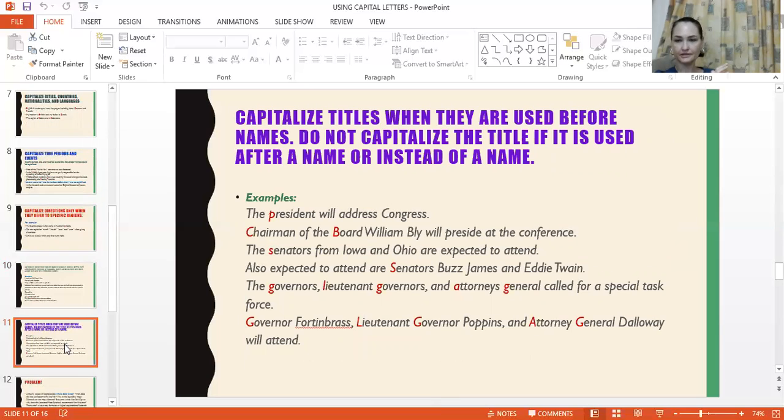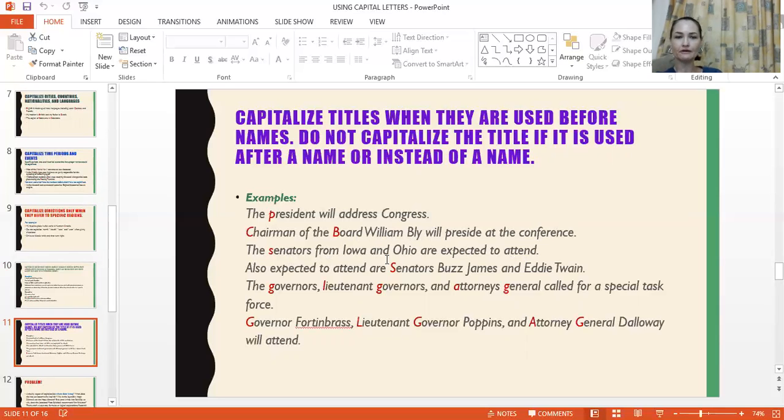Titles. Again, we discussed titles very well 2 weeks ago. So what do we need to remember here about titles? If a title is used without any name, we do not capitalize it. Look, the president will address Congress. Here, president doesn't have any name. We do not capitalize it. Chairman of the board, William Bly, will preside at the conference. We do capitalize chairman of the board. Why? Because it is followed by a name, in this case, William Bly.